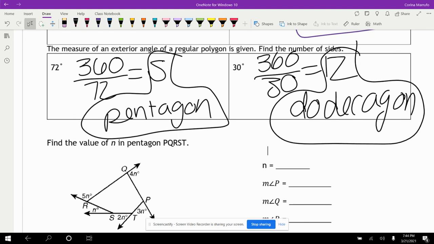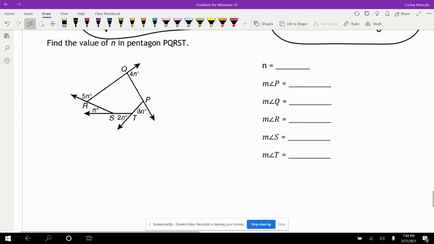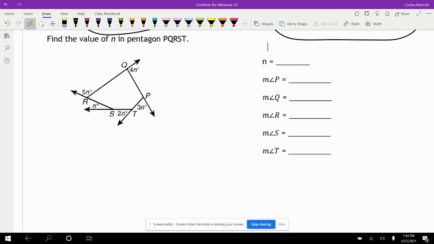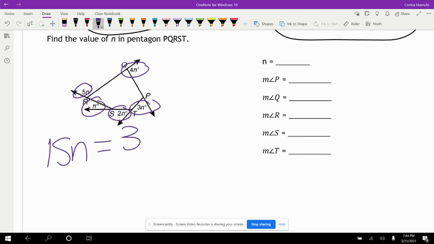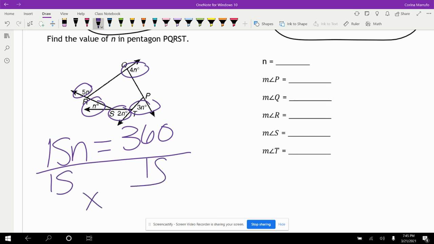Okay. And this last one is saying, find the value of n in the pentagon PQRST. So it is a pentagon. It has 5 sides and actually gives us the exterior angles. So 5n, 4n, 3n, 2n, and n. So when we add all these up, 5, 9, 10, 11, 12, 13, 14, 15, I believe. So 15n. We add them all up, and the sum of the exterior angles should give us 360. We divide by 15, and we get n equals 360 divided by 15. That gives us 24.